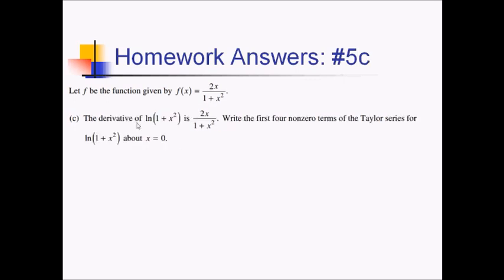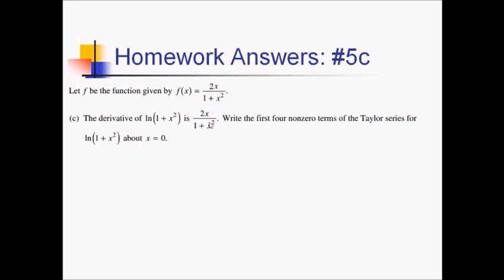For this problem, they're telling us the derivative of ln of 1 plus x squared is 2x over 1 plus x squared. Now, we could have found this on our own, but the reason they're highlighting this is because they want us to find the first four non-zero terms of a series for ln of 1 plus x squared about x equals 0. Well, we have the antiderivative of this function here.